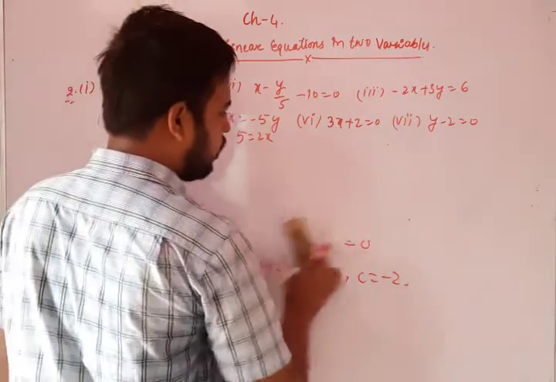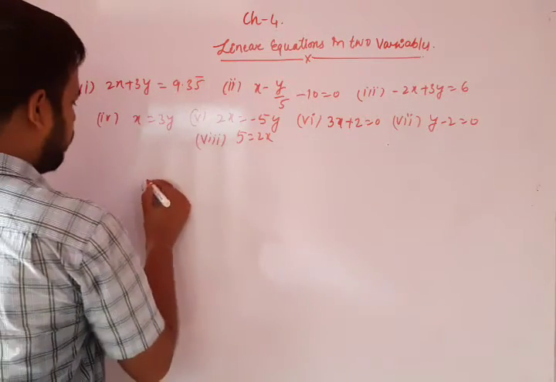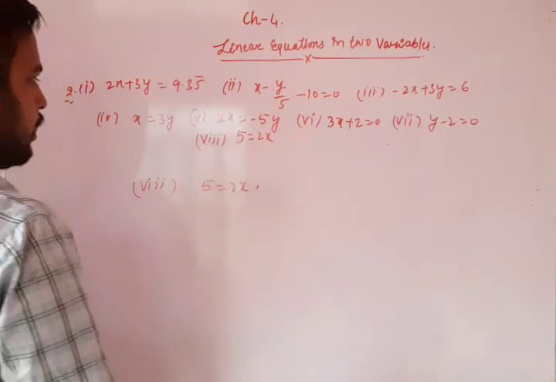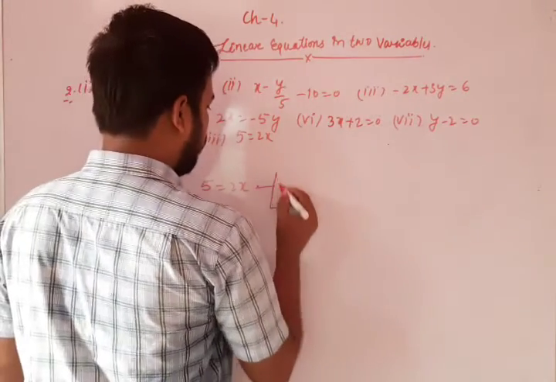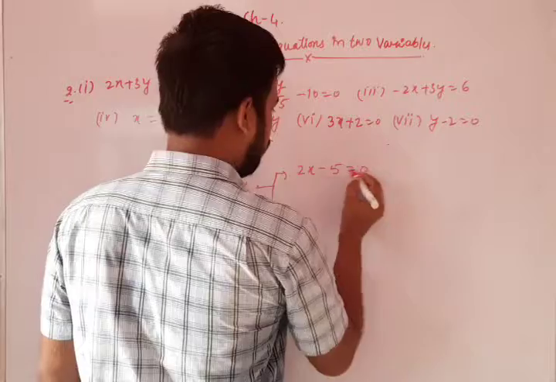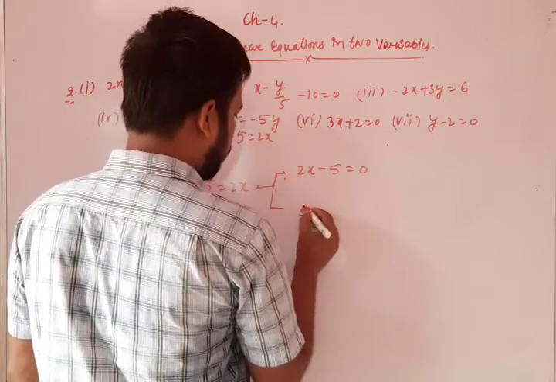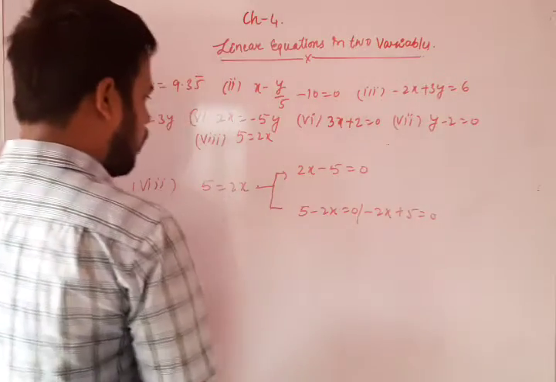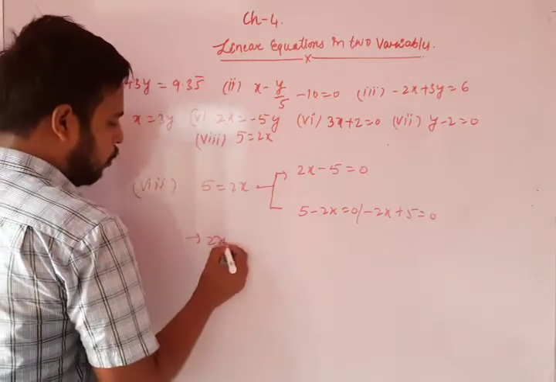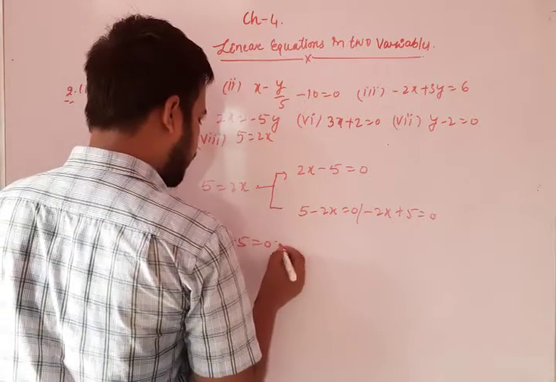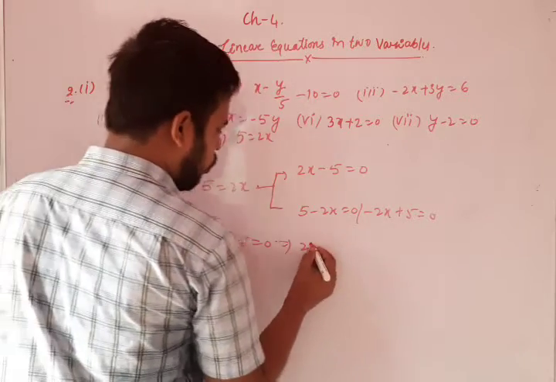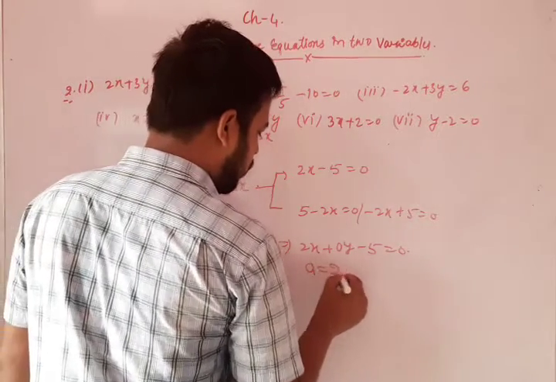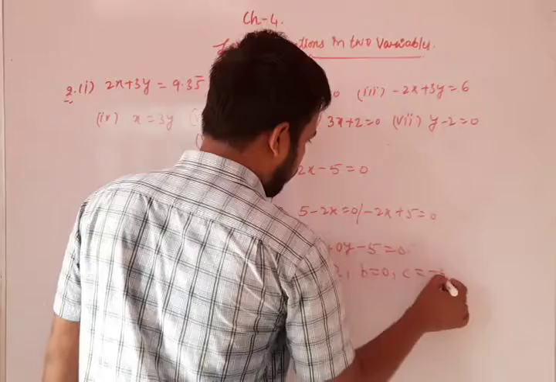Now moving to the next, question number 8 is 5 equals 2x. You can write this equation as either 2x minus 5 equals 0, or minus 2x plus 5 equals 0. Now when we take 2x minus 5 equals 0, here again y is missing, so 2x plus 0y minus 5 equals 0. So here the value of a will be 2, b equals 0, c equals minus 5.